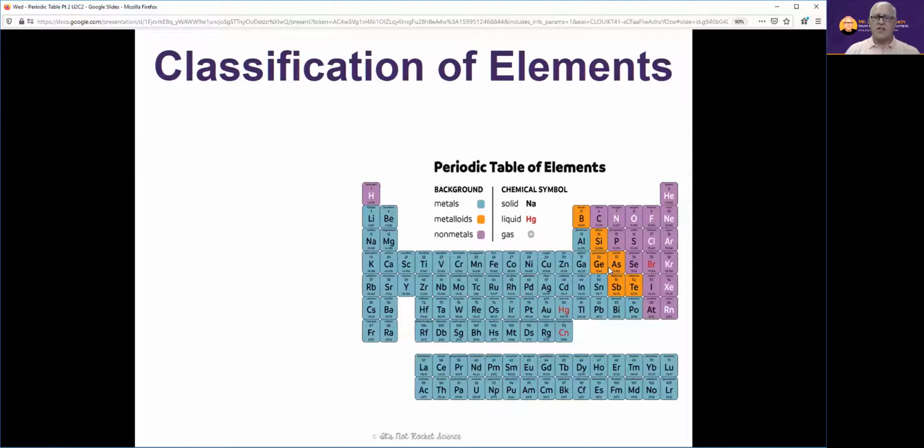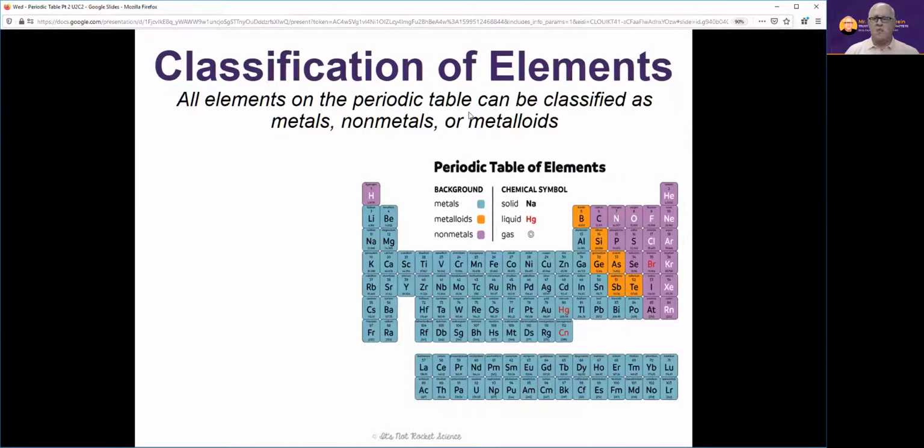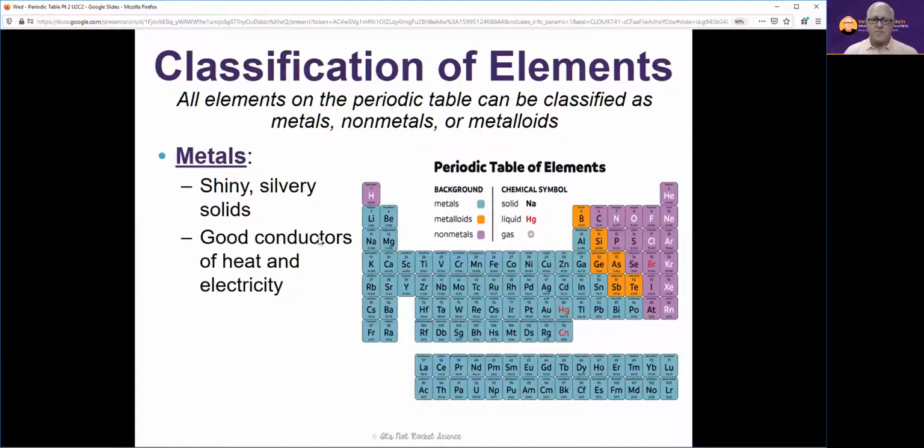So let's talk about the classifications. All elements on the periodic table can be classified as metals, nonmetals, or metalloids. The metals are shiny, silvery solids, and they're very good conductors of heat and electricity. You remember the metals are going to be on the left side of the table, and in fact, most everything that exists are metals. Metals are malleable and ductile, meaning that you can shape them and mold them and press them and form them into a variety of things.